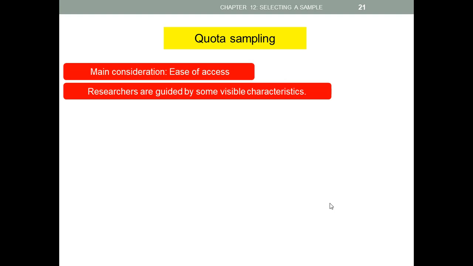I just want to emphasize or underline this very important concept. A researcher who employs quota sampling is guided by some visible characteristics of the sample.